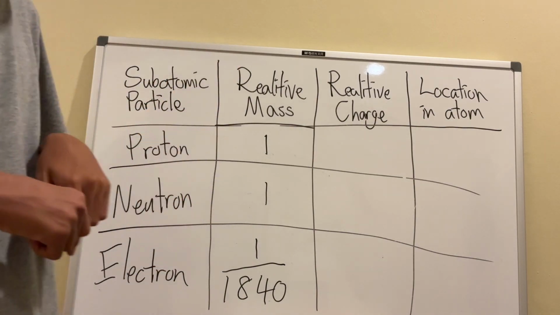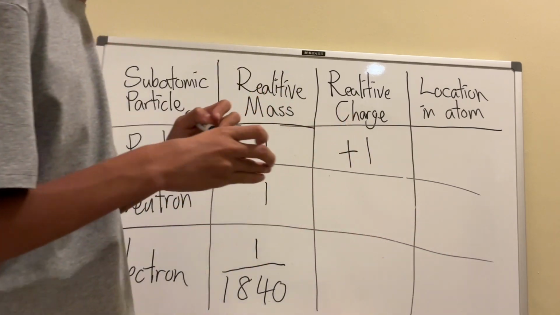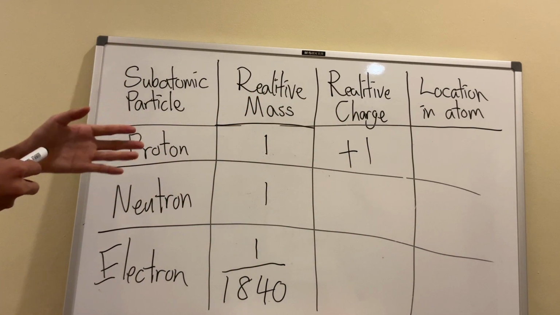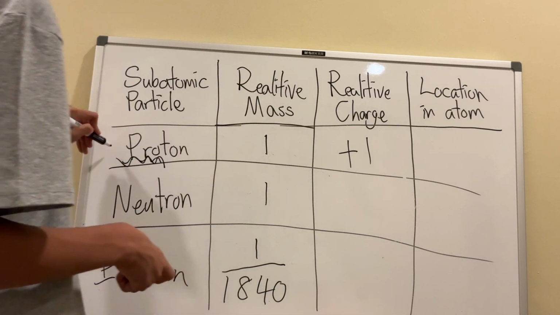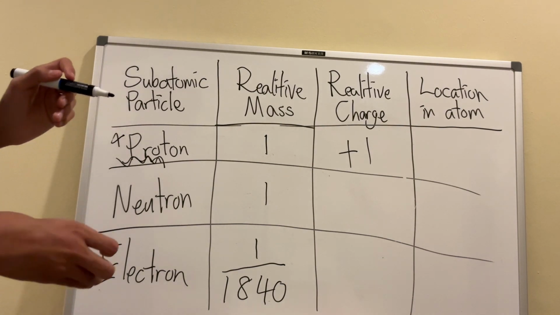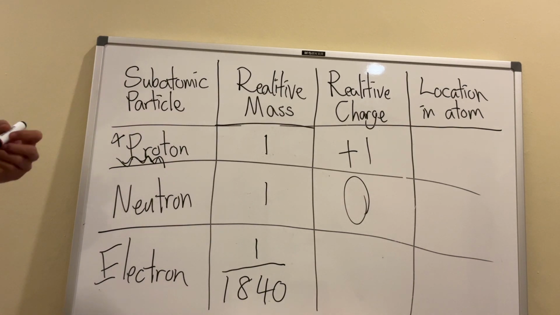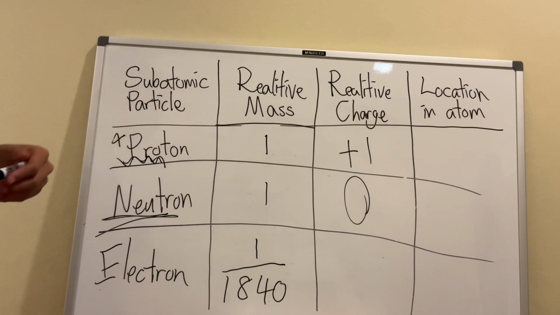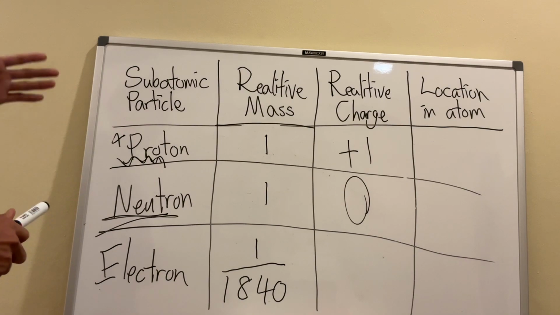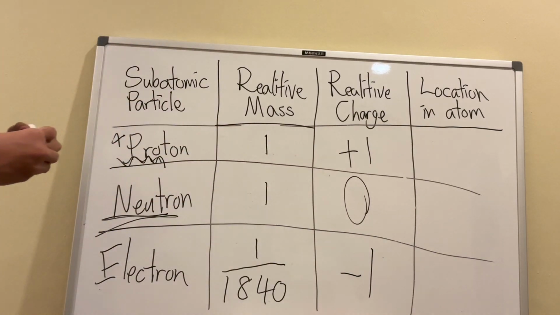Now we go to relative charge. A proton has a relative charge of 1, plus 1. So how do you remember that? It's a proton, and pro means full, therefore it's a plus. And a neutron has a relative charge of 0. A way to remember this is a neutron is neutral, so that's why it's a 0. It remains neutral. And for an electron, it is opposite a proton. It goes for a -1 relative charge.